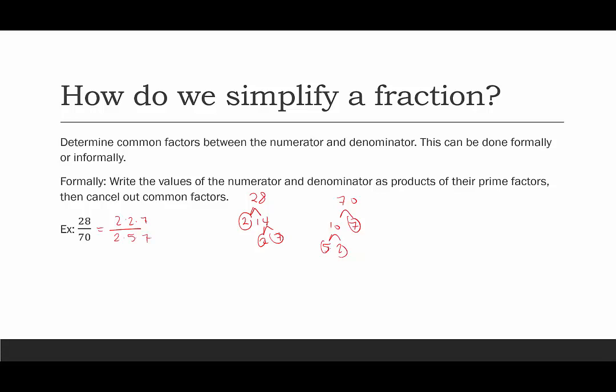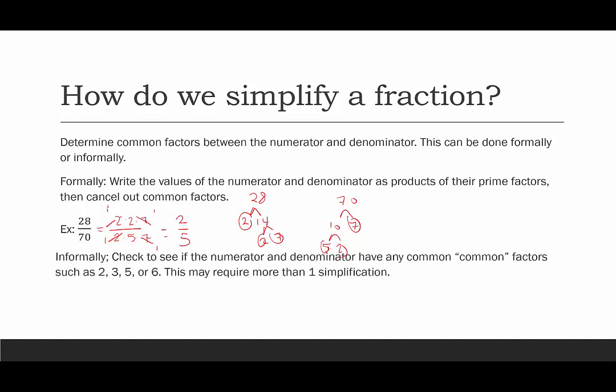And then if there's a common factor between the numerator and denominator, we can cancel those out. So here we have 2 over 2, so we can cancel those out. Here we have 7 over 7, we can cancel those out, leaving behind 1 times 2 times 1 is 2, 1 times 5 times 1 is 5. So we can simplify formally by listing out the prime factors and then simplifying the prime factors as the case may be.